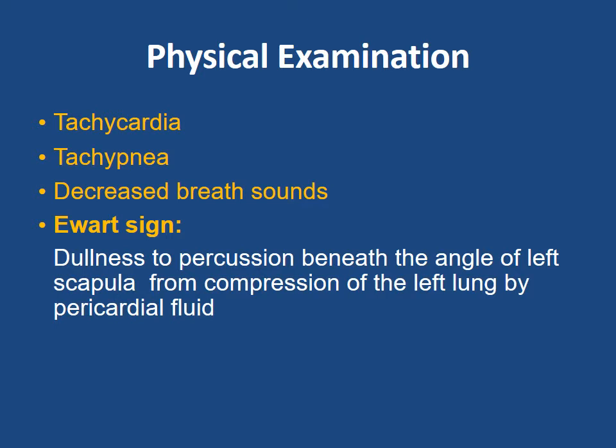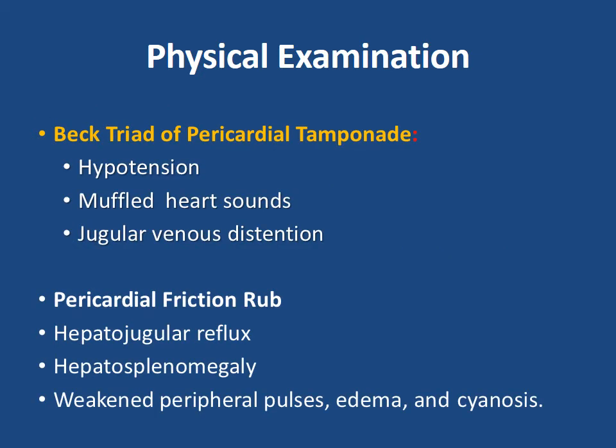During physical examination, we can have tachycardia, tachypnea and decreased breath sounds. One sign in pericardial effusion is called the Ewart sign. It is dullness to percussion beneath the angle of the left scapula from compression of the left lung by the pericardial fluid. The classical triad during the physical examination of pericardial effusion or pericardial tamponade is hypotension, muffled heart sounds and increased jugular venous pressure, as evident by jugular venous distension. This classical triad is called Beck triad.